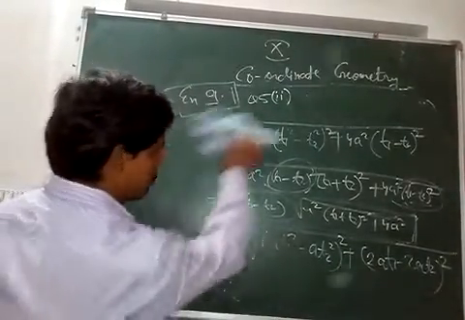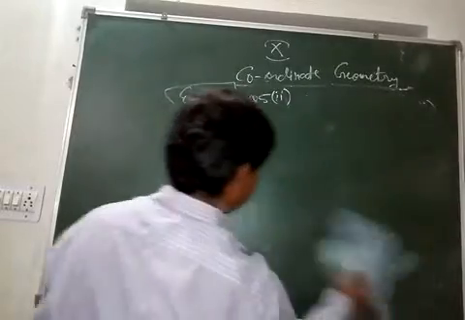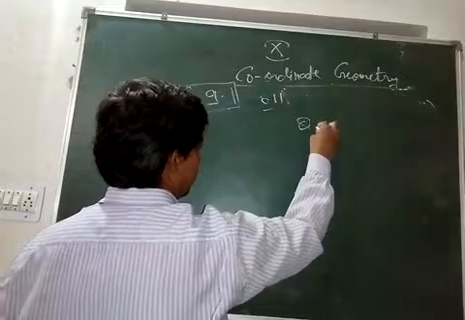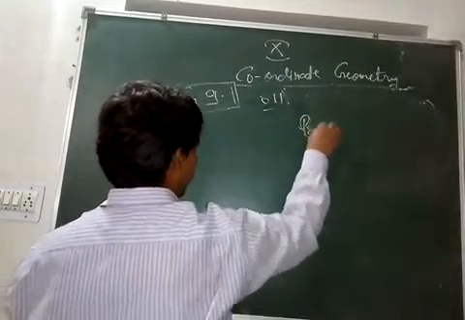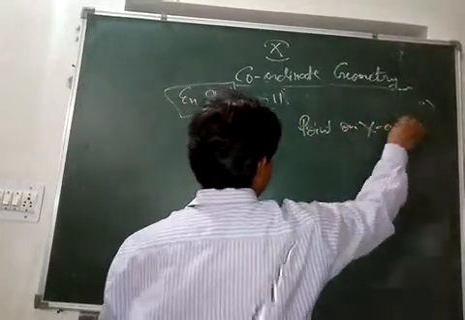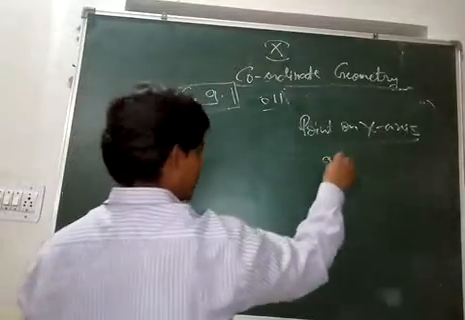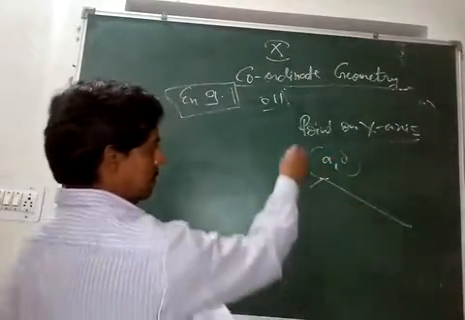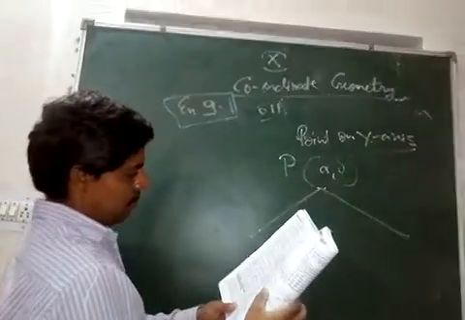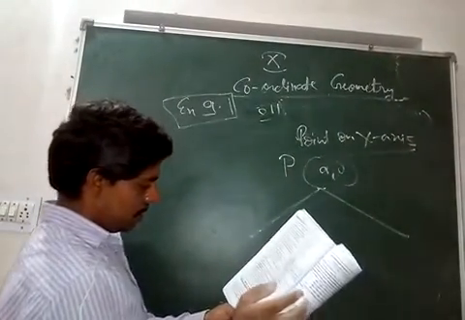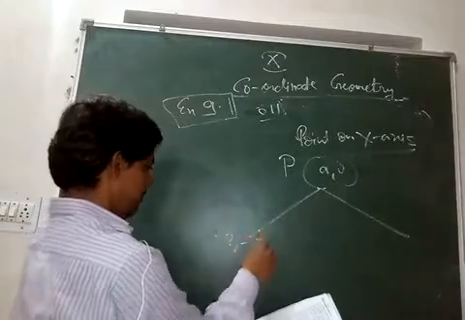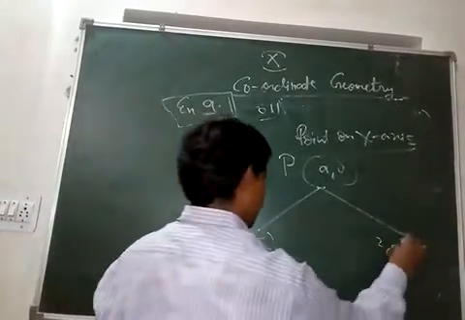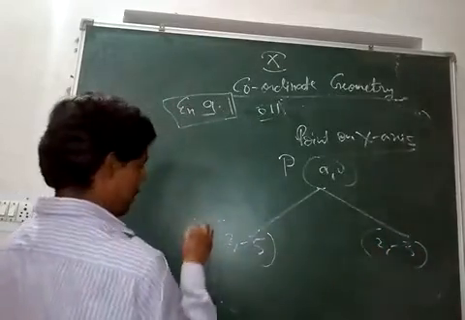Any point on the x-axis is of the form a comma 0, and if it is equidistant, you have to mark it like this. So I can write P here, a comma 0, equidistant from 2 points. And what are the 2 points? Minus 2, minus 5. We cannot draw a straight line because we don't know. 2, minus 3. Okay, so PA and PB.